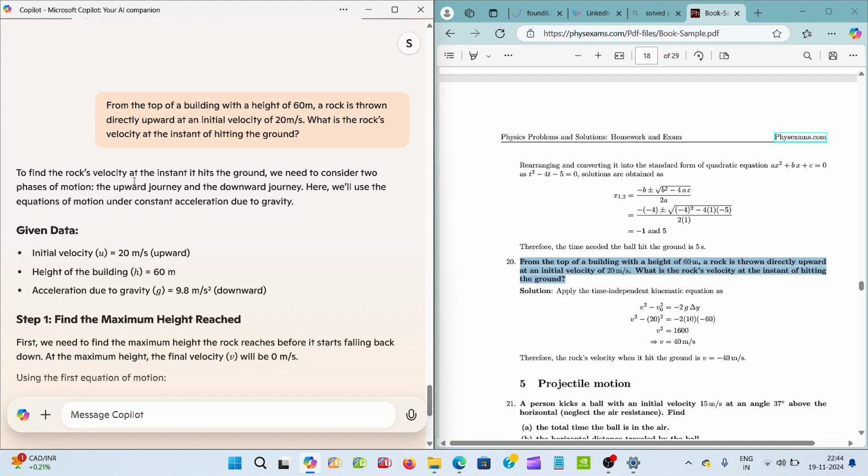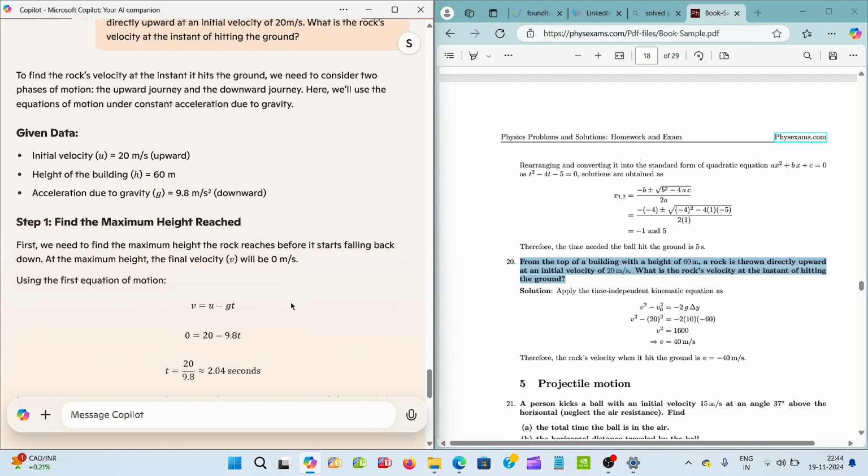To find the rock's velocity at the instant it hits the ground, we have to consider two phases of motion, the upward journey and the downward journey. Here we shall use the equations of motion under constant acceleration due to gravity. Given data: initial velocity u is 20 meters per second in the upward direction, height of the building is 60 meters, and acceleration due to gravity g is 9.8 meters per second squared in the downward direction.